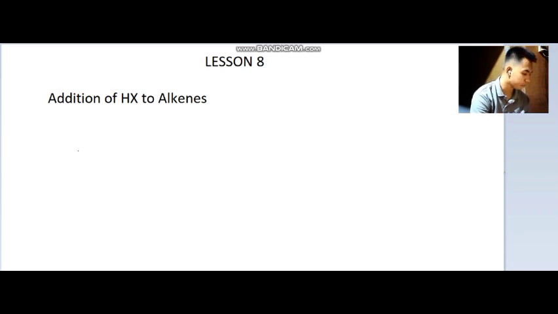Okay, suppose that we have a bond here. So this is going to be an alkene. We are asked to have an alkene, and then our HX will be HBr.